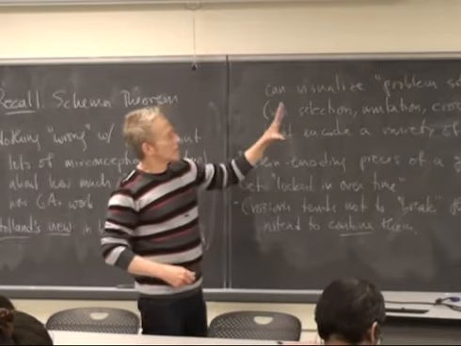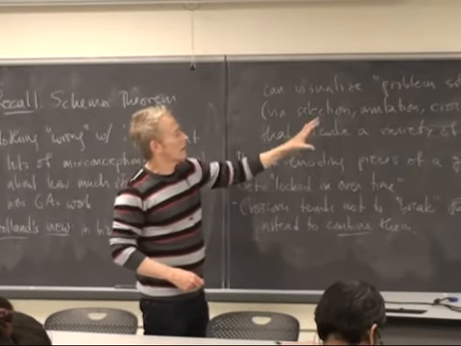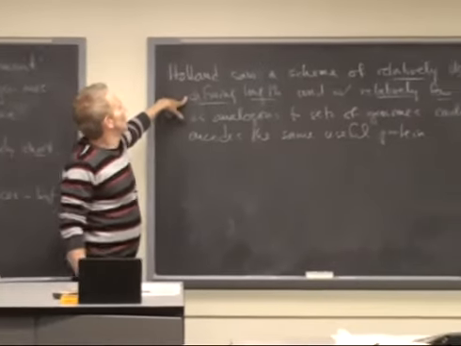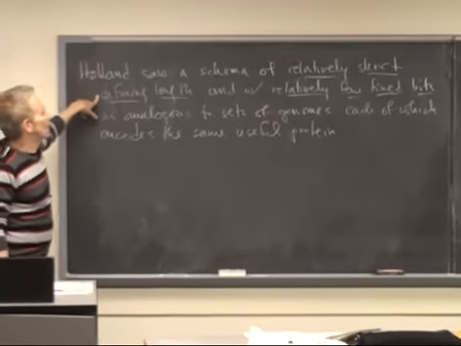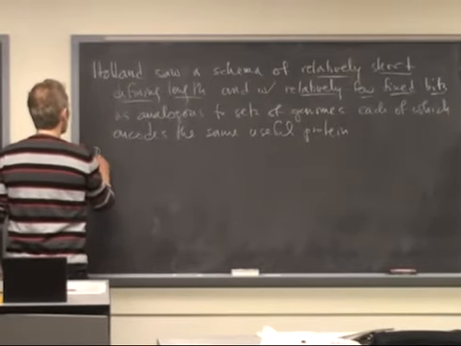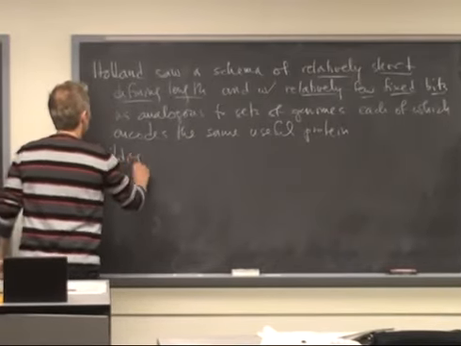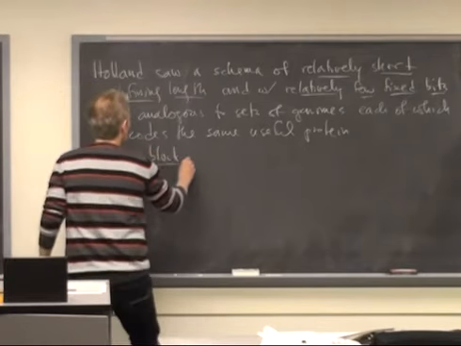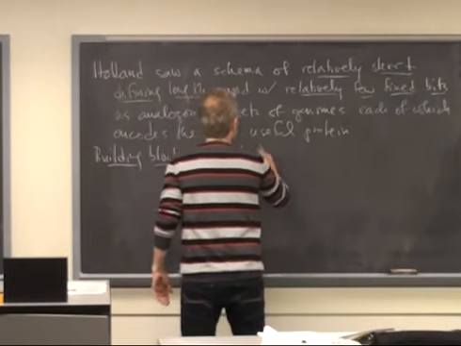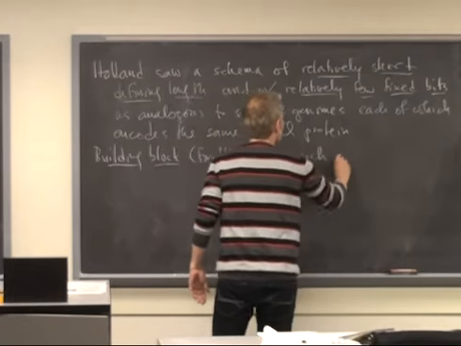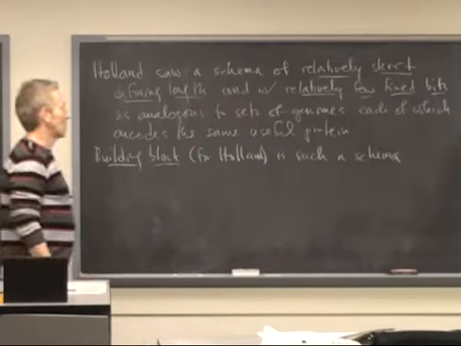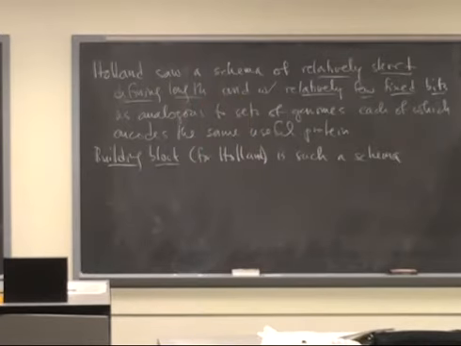Okay, so anyway, Holland saw this as kind of an analogous thing, and he gave a name to schemas with relatively short defining length and relatively few bits. He called them building blocks. So a building block for Holland is such a schema: a schema with relatively short defining length and relatively few fixed bits.